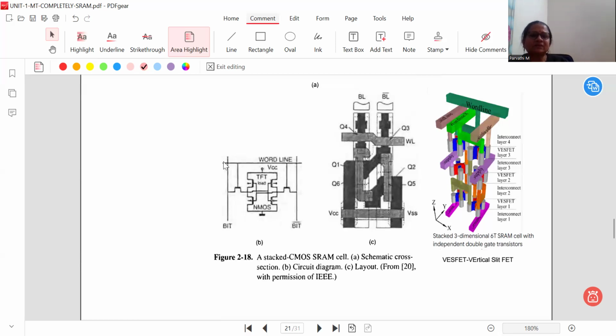The access transistor line we have drawn is the write logic line or word line. This is the metal line actually, extended from this joint point. Okay, this is the layout.